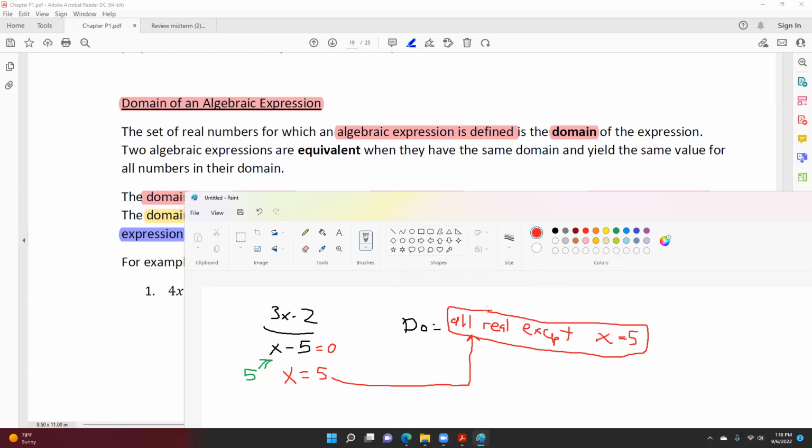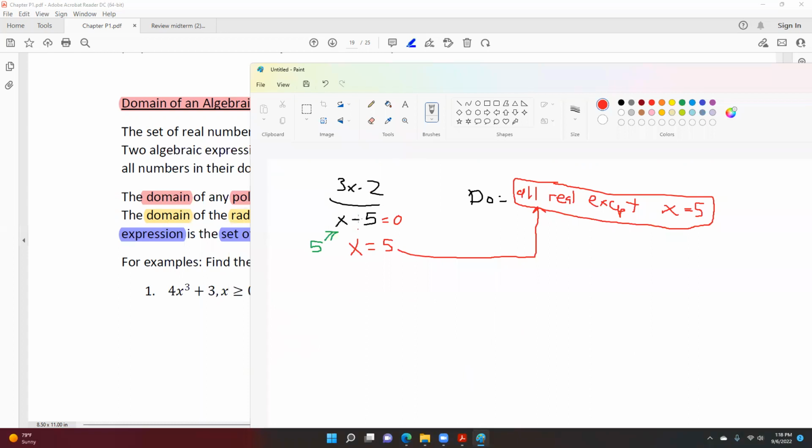So the domain for a rational expression is very easy. You just set your denominator equal to 0 and solve for it. Then you put all real numbers except the number that you found when you solved your denominator. This is how we do the domain piece.